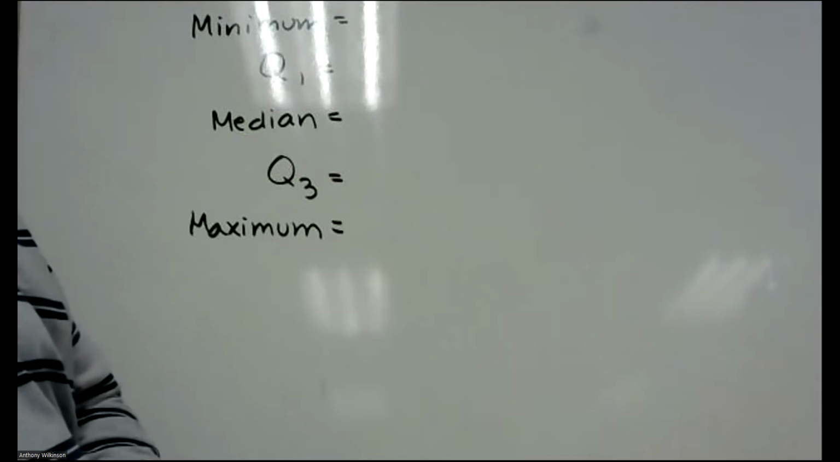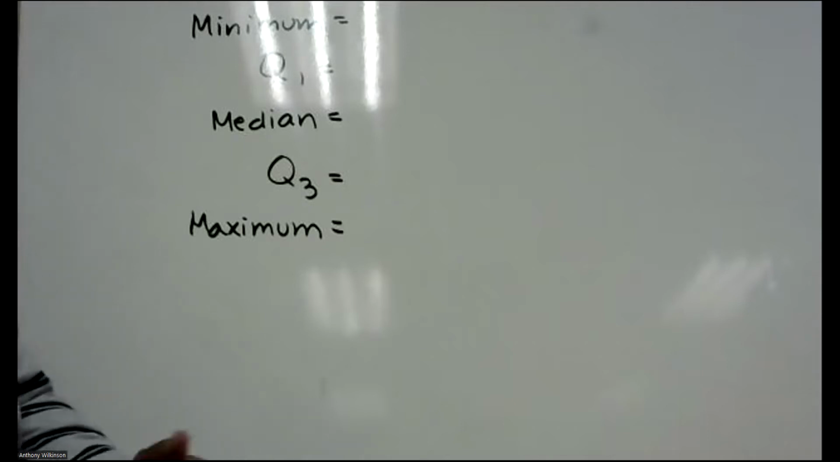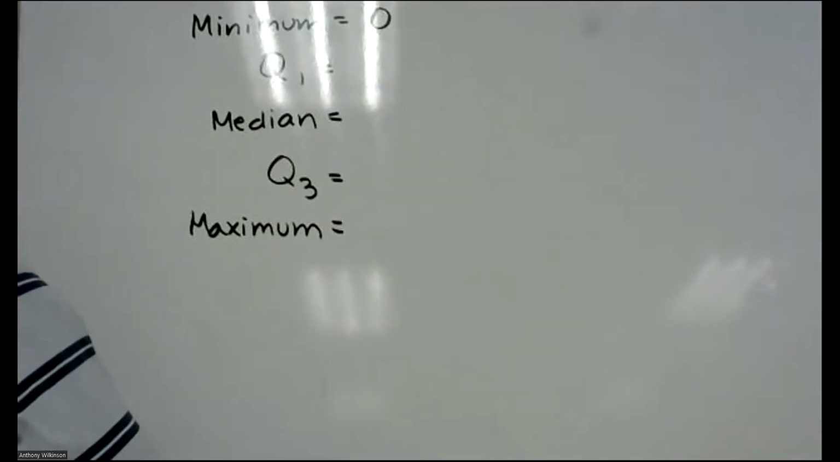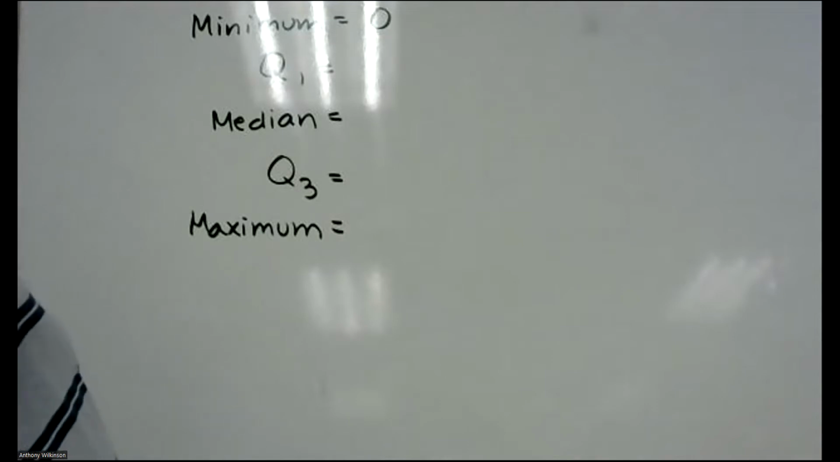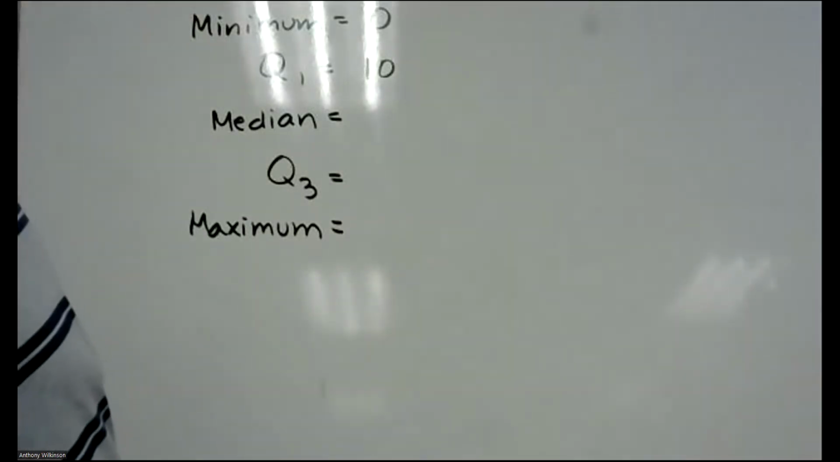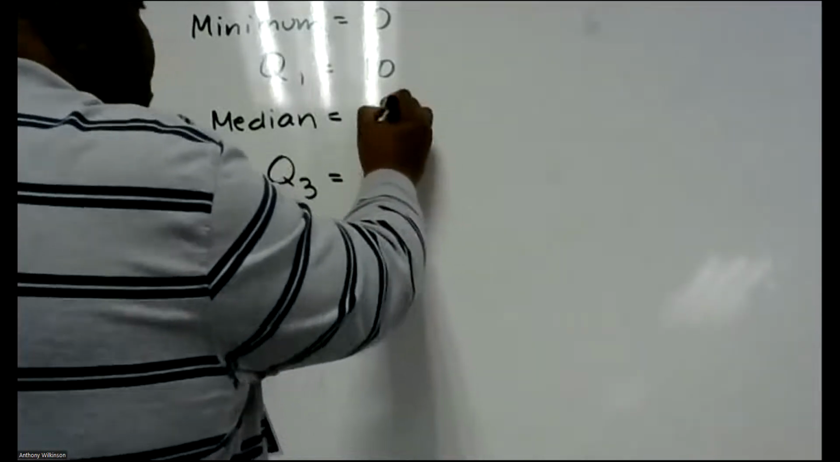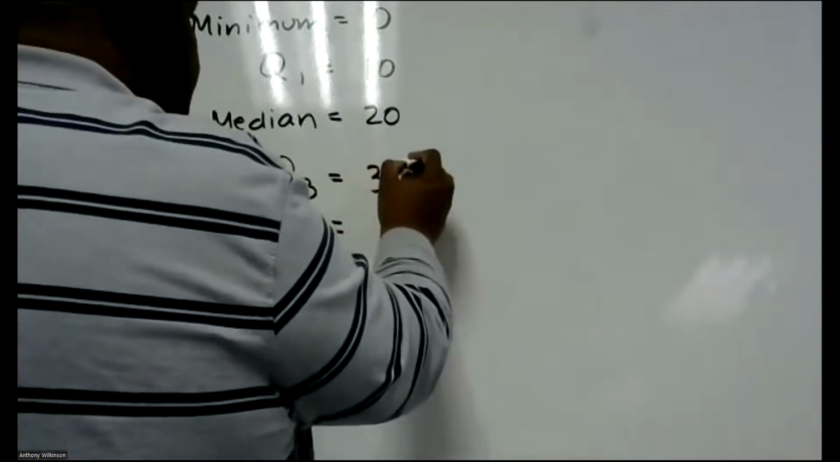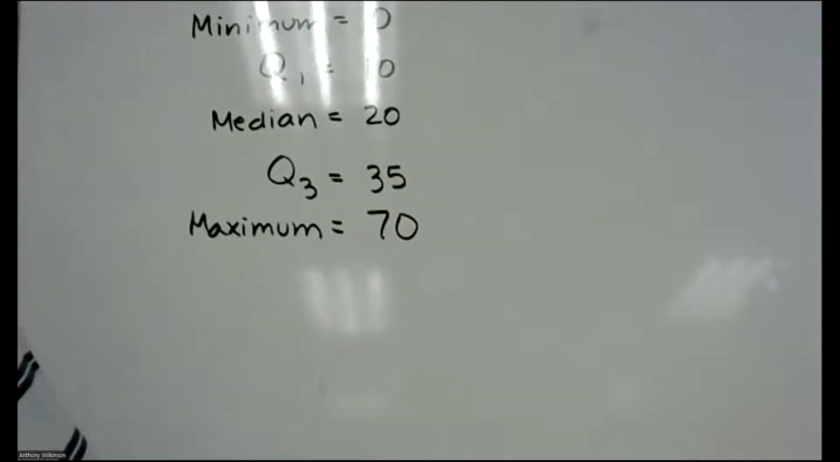So in this case, what do you think would be the minimum? It's 0. And then Q1 would be a 10. And what about the median? Okay, the median, that has to be 20. And Q3 must be 35, and what's your maximum? 70. Okay. So that's all there is to that. Okay. All right, questions on that example?